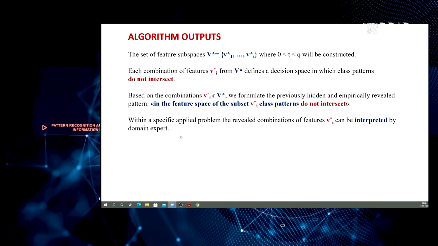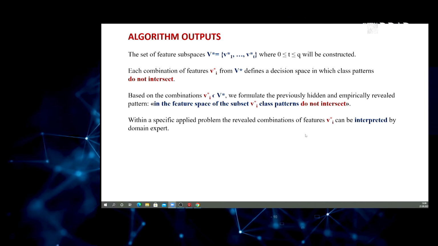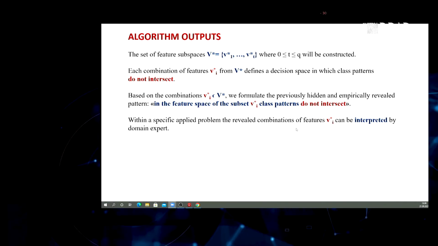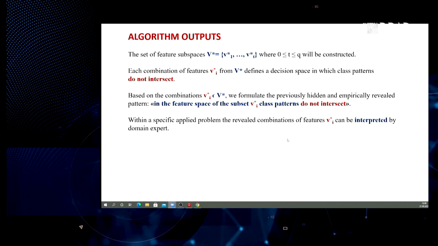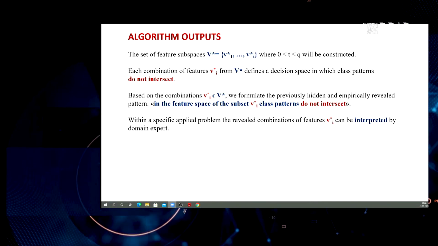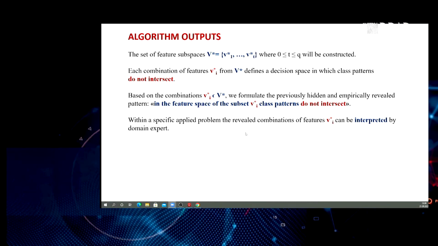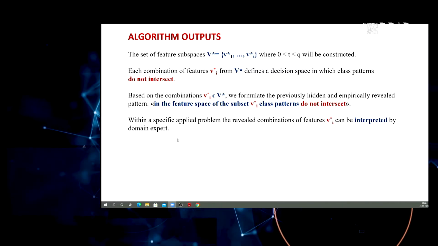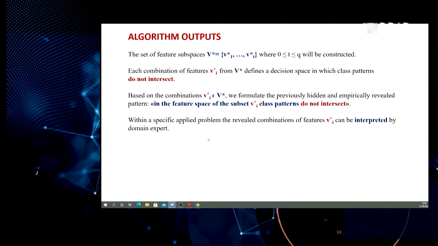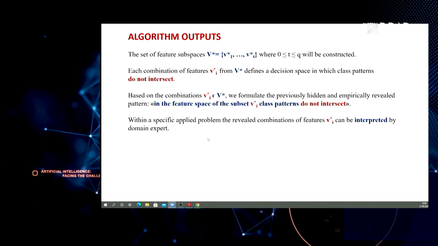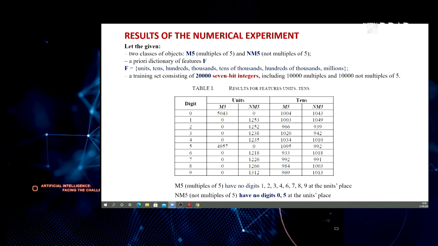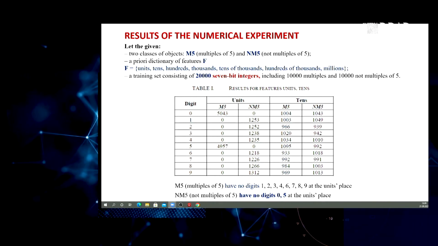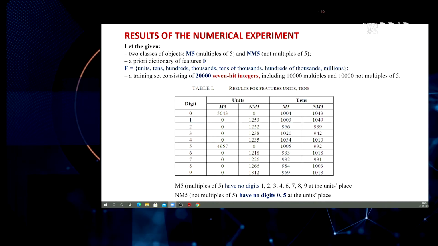Within a specific applied problem, the revealed combination of features can be interpreted by the domain expert. And this is the important issue, because in contrast with the black box that we have in the machine learning process, this approach allows us to have knowledge, a kind of white box that can be interpreted by the expert. To show and prove the efficiency of the approach, let's have a look at the results of the numerical experiment.